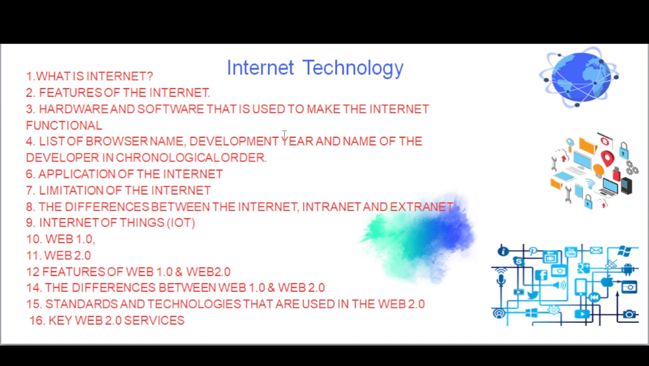internet functional, list of browser names, development year and name of the developer in chronological order, applications of the internet, limitations of the internet, the differences between the internet, intranet and extranet, internet of things, web 1.0, web 2.0, features of web 1.0 and web 2.0, the differences between web 1.0 and web 2.0, standards and technologies that are used in web 2.0, then key web 2.0 services.